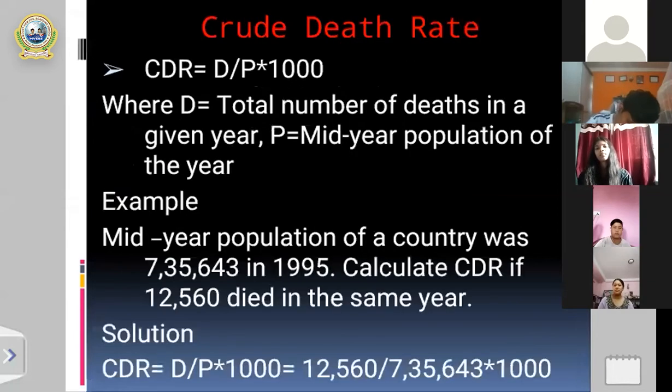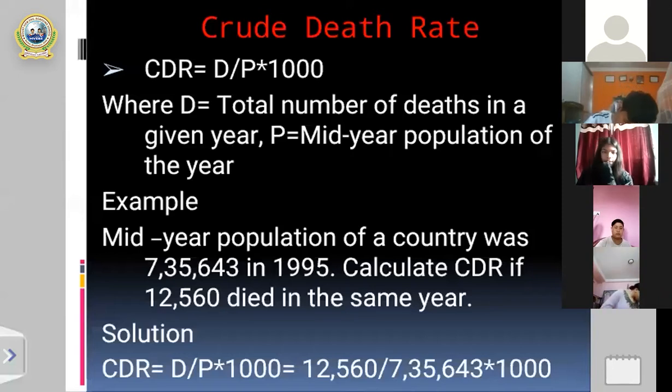You can see on the slide, the first way to calculate mortality rate is CDR, the crude death rate. First of all, I have mentioned the formula, and after that, an example to clarify the concept of CDR. In the previous class, I told you that different demographic measurements are essential to calculate the different numerical problems, and formula is very essential, right?